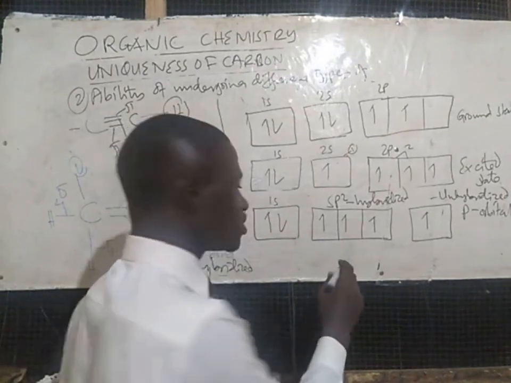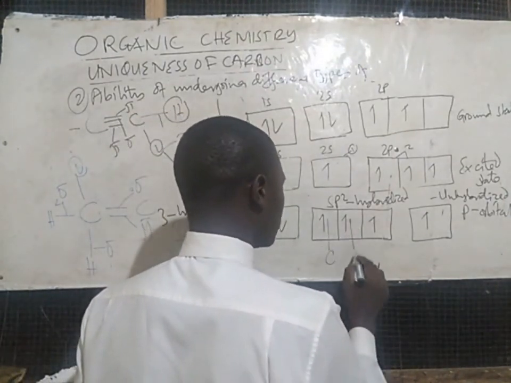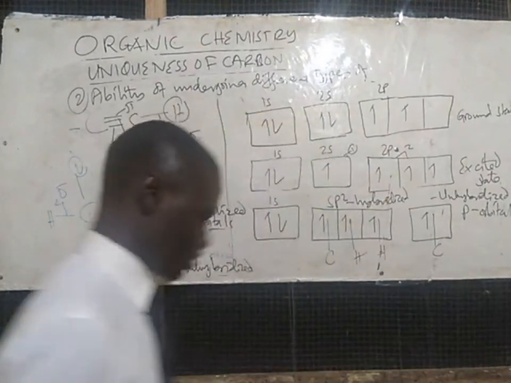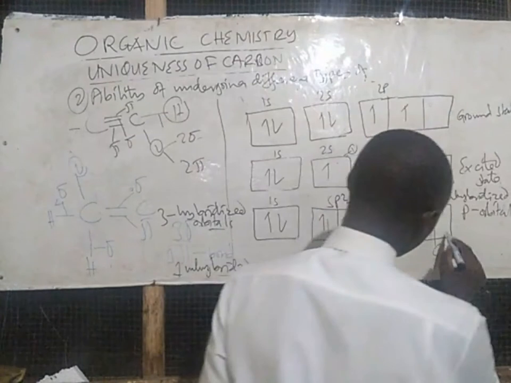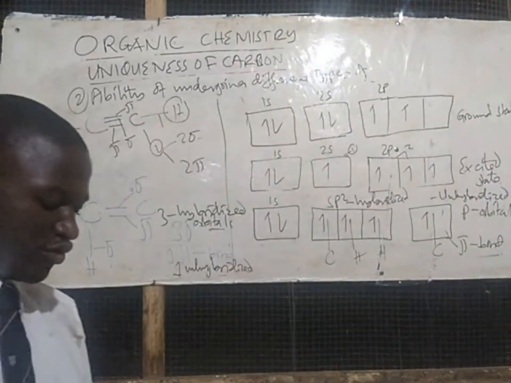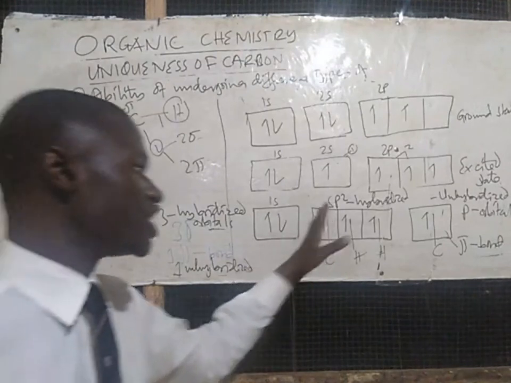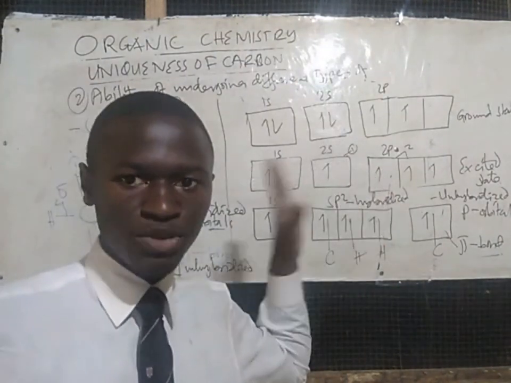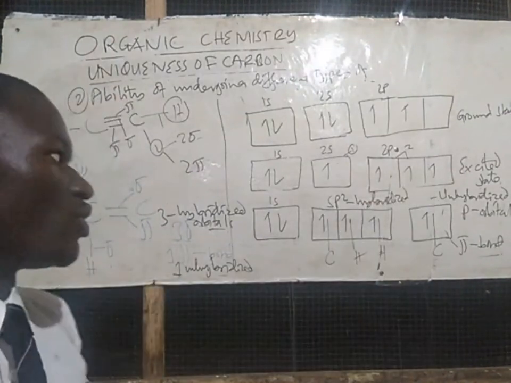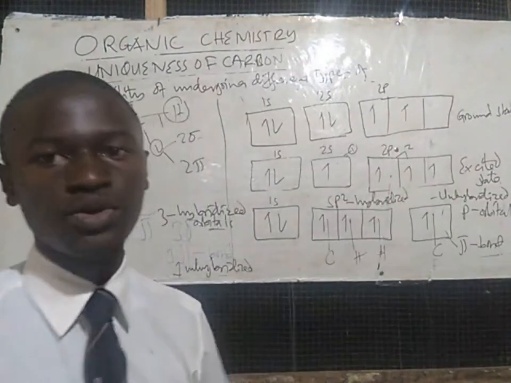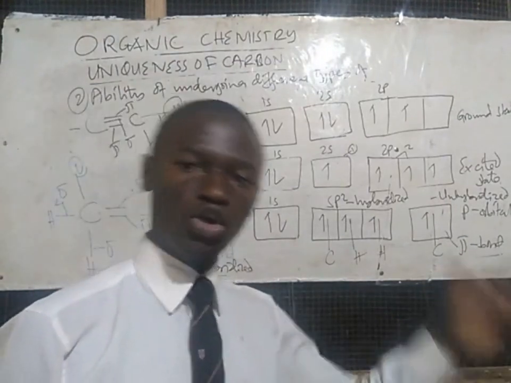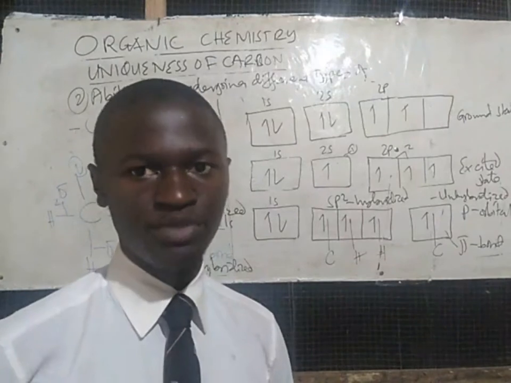In these three sigma bonds, one bond will be with carbon, another bond with hydrogen, another bond with hydrogen. But the pi bond is with another carbon. So this orbital is the orbital which is used for formation of the pi bond. The hybridization here will be sp2 because we have hybridized one s orbital and two p orbitals. So one s orbital and two p orbitals will give sp2 hybridization. This is what happens in all carbons having the double bond. All carbons having the double bond undergo sp2 hybridization.